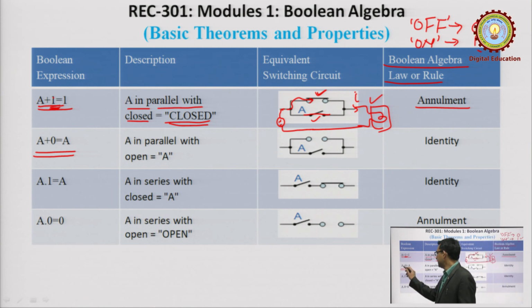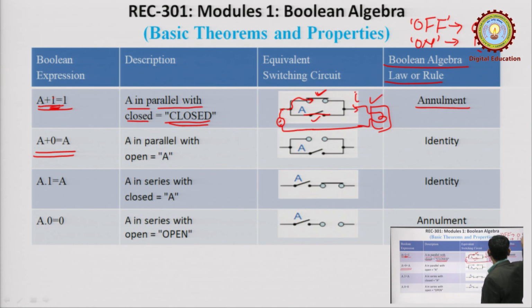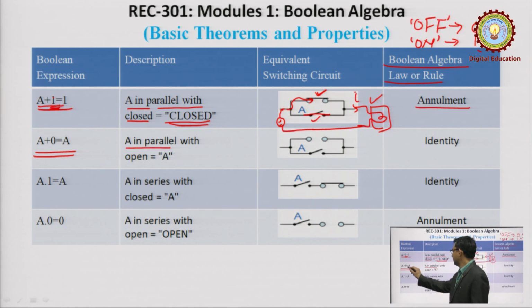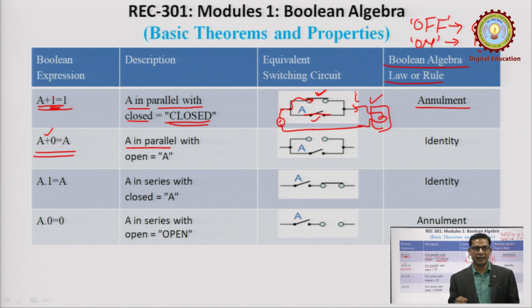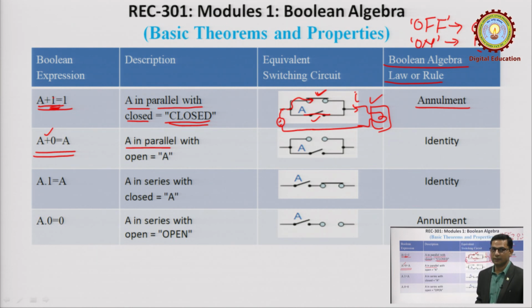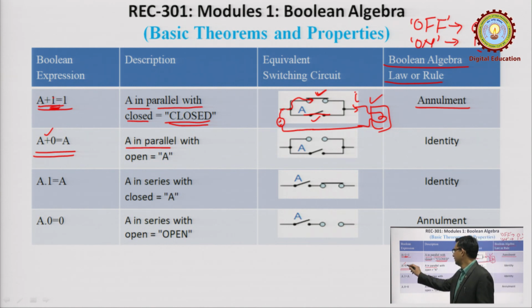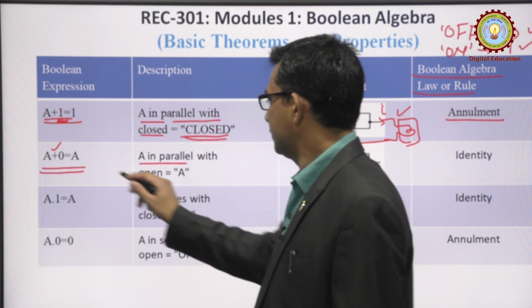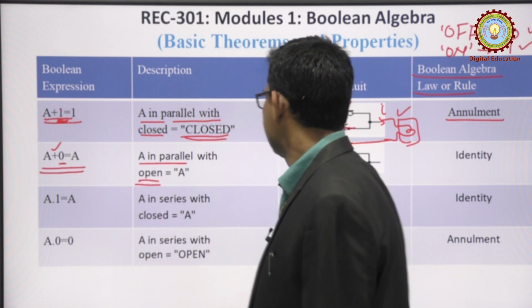So, the other case is A plus 0. Here I have considered 0 as off. So, A is in parallel, because this is a plus sign, with some other switch, and that switch has the state 0, and 0 is off. It means that switch will be in the off state. So, we can say it is an open circuit. Okay, open. So, this switch is open, and its state is represented by 0.